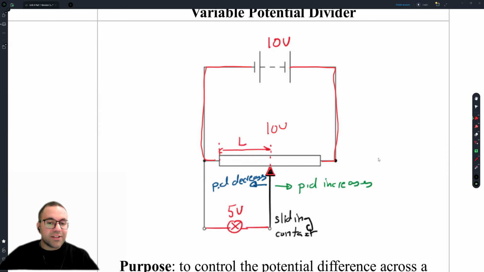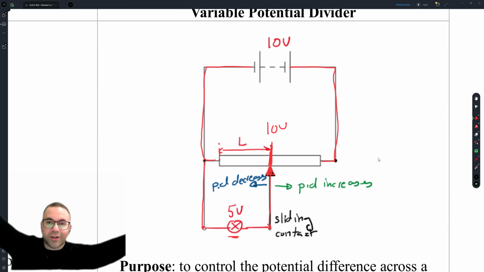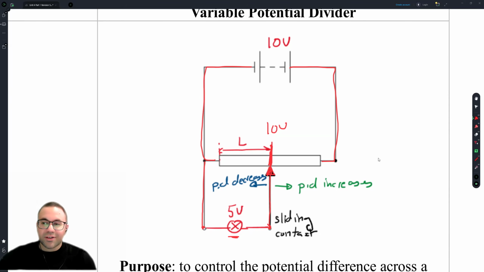But then you connect your slider or sliding contact in parallel to the light bulb that you want. So if the sliding contact is in the middle, it's not parallel to the full wire. It's parallel to what? Half of it. So it doesn't get 10 volts. The entire wire gets 10, sure. But if you're only connected to half of it, you get what? 5 volts.